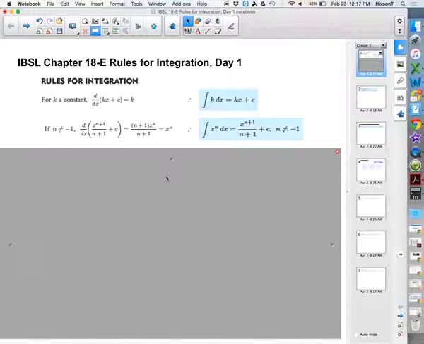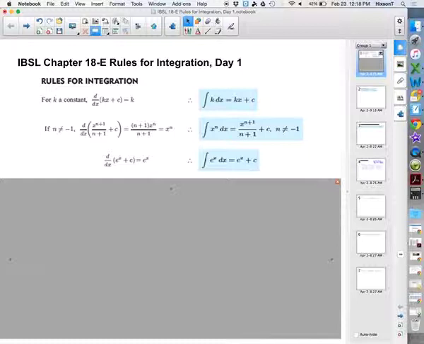We also know the power rule. The integral of x to the n dx is x to the n plus 1 over n plus 1. So you add 1 to the exponent and divide by the new exponent. We also talked about e to the x. e to the x is the nice one. The integral of e to the x is e to the x, because the derivative of e to the x is e to the x.